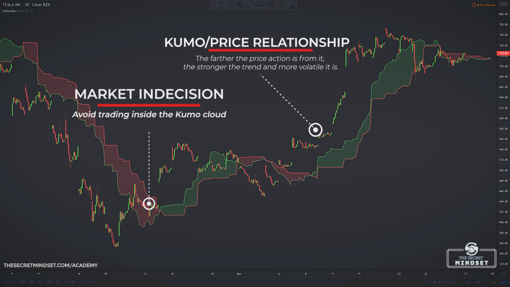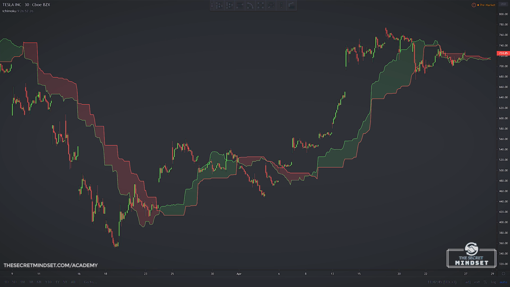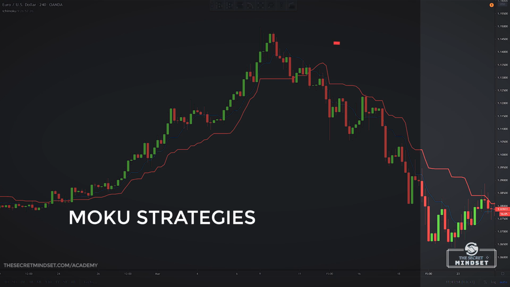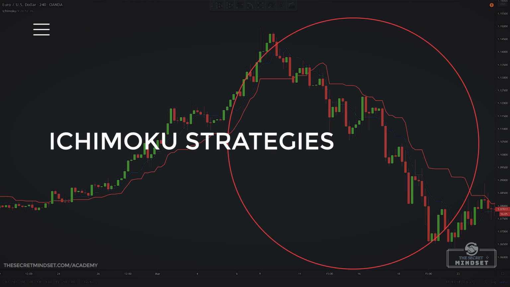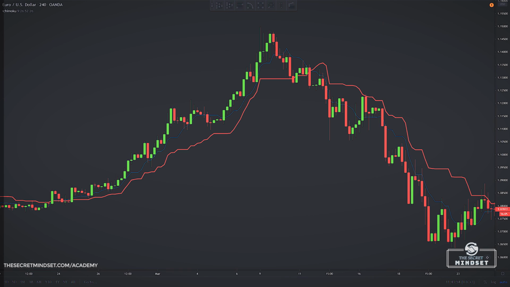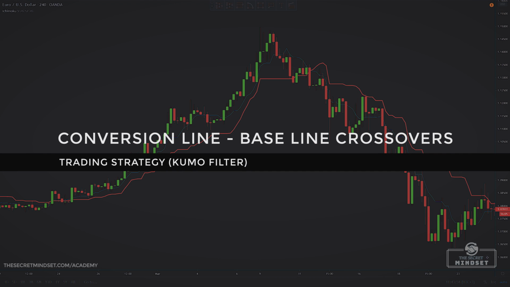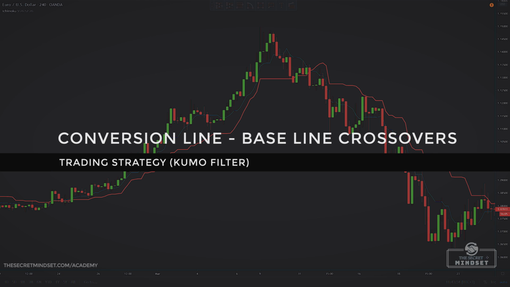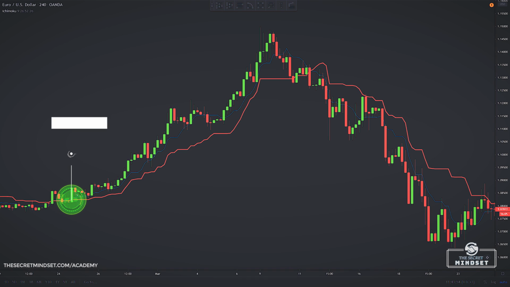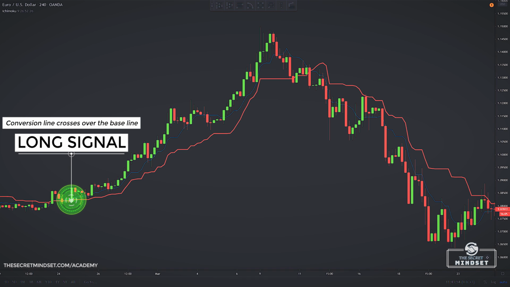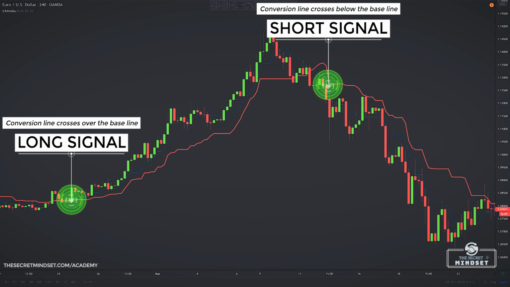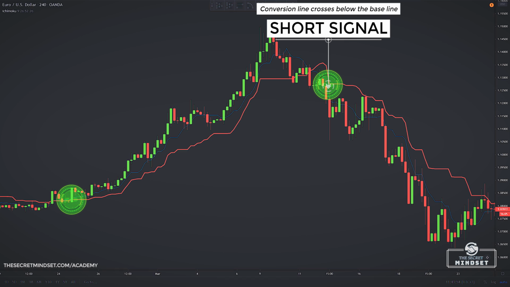Generally, you would want to avoid trading inside the Kumo Cloud, as it signals a period of indecision. As a type of moving average system, Ichimoku signals are generated by crossovers of the key lines, namely the conversion line and baseline. When the Tenkan conversion line crosses above the Kijun baseline, it generates a buying signal. A signal to sell appears when the Tenkan, the conversion line, crosses below the Kijun baseline.